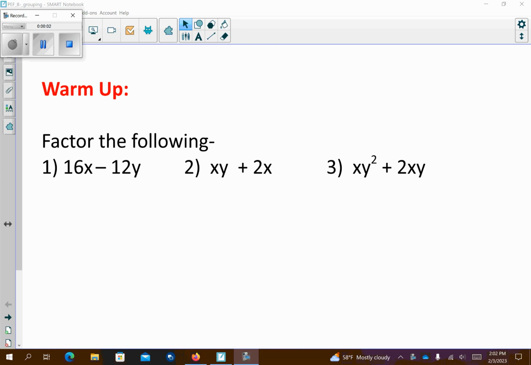This is going to be factored by... It's like when you wake yourself up snoring. Factored by grouping. This is PEF number 8.